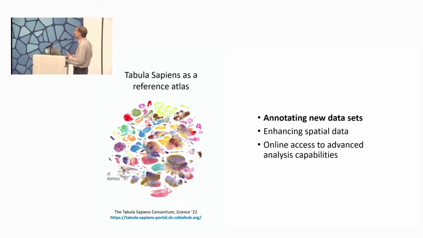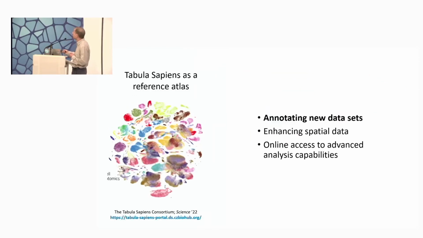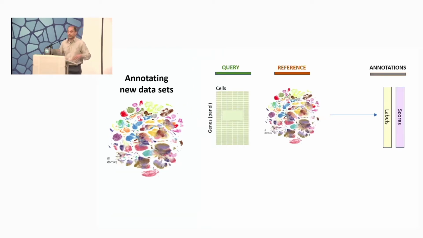The first thing is almost a classical problem now, that people have mentioned here multiple times, the problem of annotating a new data set with the reference atlas at hand. This is a problem that we've been working on in my group and other groups for quite a while. The idea is that you have your query set right here, you have your reference data set, and you analyze them together to make predictions for the labels of your unannotated query data set.